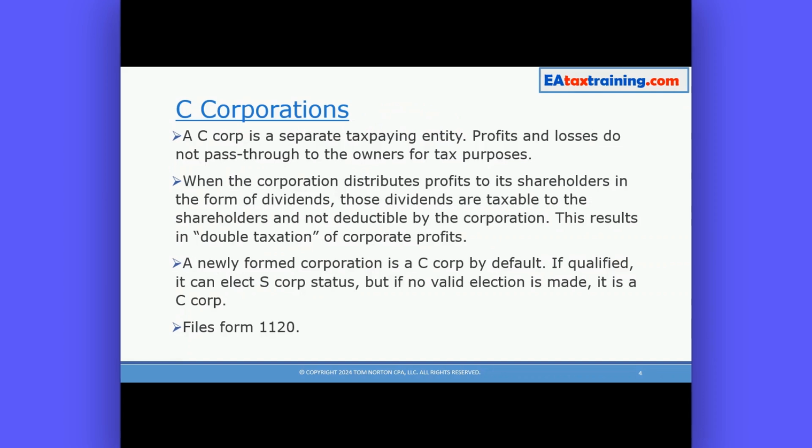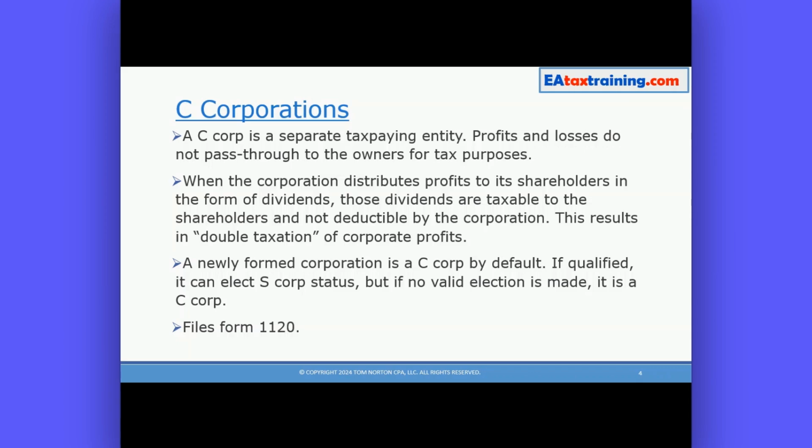But with a C corp, it pays its own taxes, so those profits and losses do not flow out to the owners. And when the corporation distributes its profits to its shareholders in the form of dividends, then those dividends are taxable to the shareholders and they are not deductible by the corporation. So this results in that double taxation of corporate profits that we've talked about so many times.